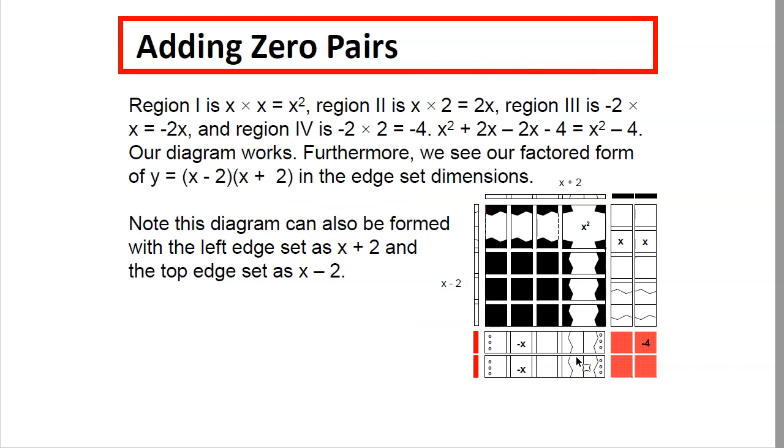Region 1 is x times x, x squared. Region 2 is x times 2, 2x. Region 3 is negative 2 times x, negative 2x. And region 4 is negative 2 times 2, negative 4. Our diagram works, and furthermore, we can see our factored form, y equals quantity x minus 2 times quantity x plus 2. We see this in the edge set dimensions. Notice this diagram can also be formed with the left edge as x plus 2 and the top as x minus 2.